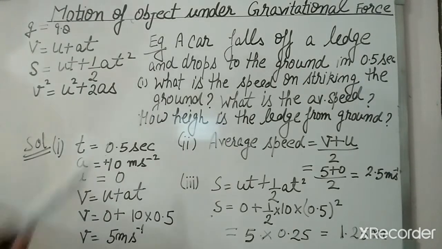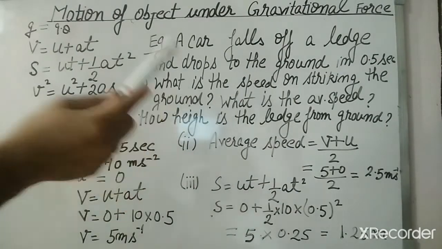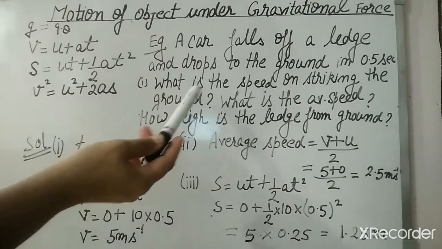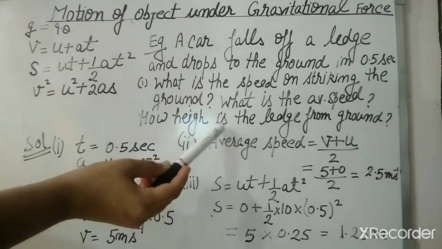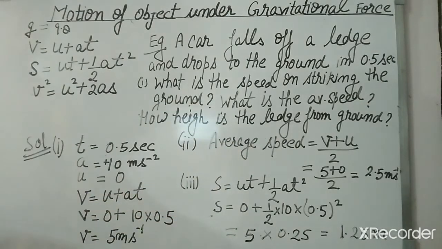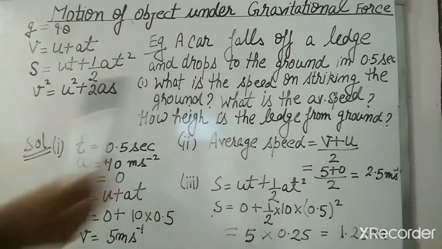Suppose there is an example. A car falls off a ledge and drops to the ground in 0.5 second. A car is falling from a height and it takes 0.5 second. So we have to calculate what is the speed on striking the ground, when it comes to the ground what will be the speed, what is the average speed, and how high is the ledge from the ground. So we have to calculate speed, average speed and height, that is the distance, right?